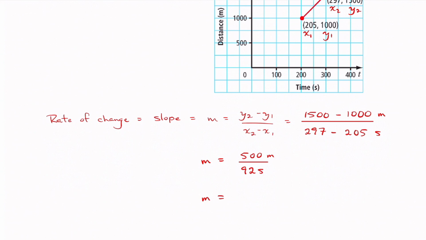500 divided by 92, you're going to get 5.4347, and then there's some decimals after that. And then our units were meters per second. Meters per second. So a meter per second, that is speed again. Okay, so what we just found, this slope, what it represents is speed.